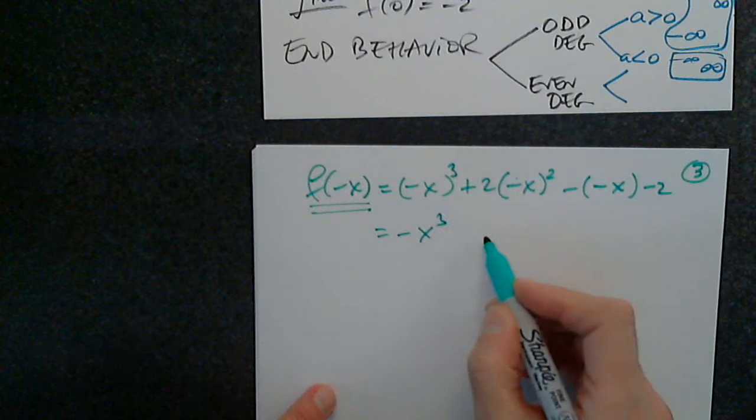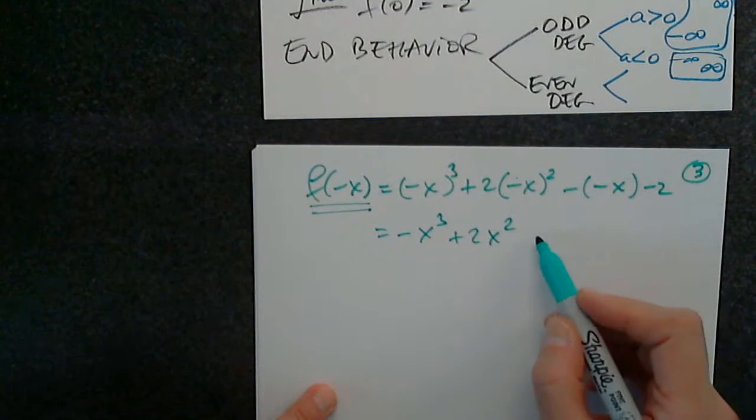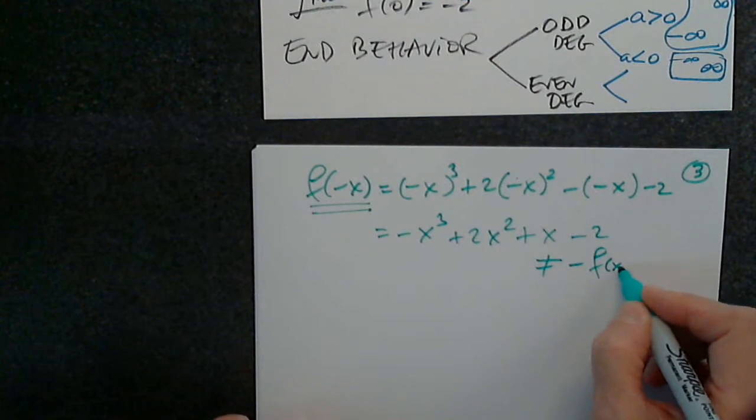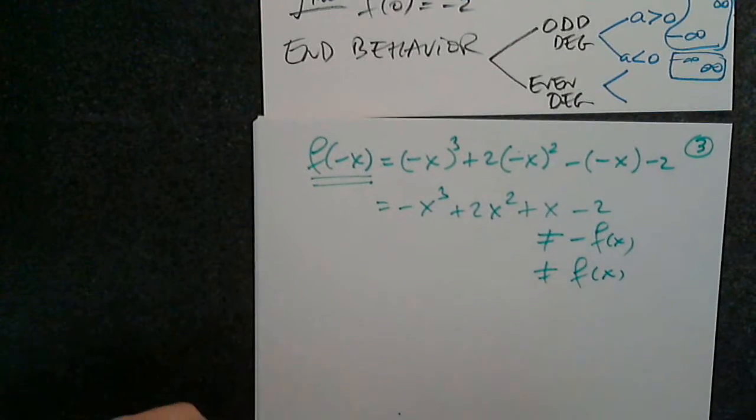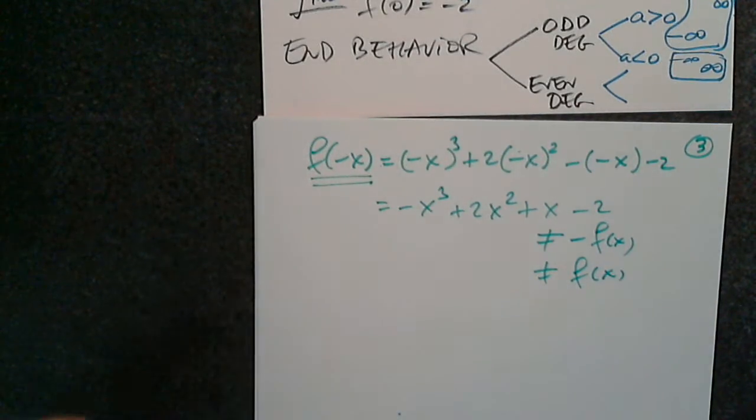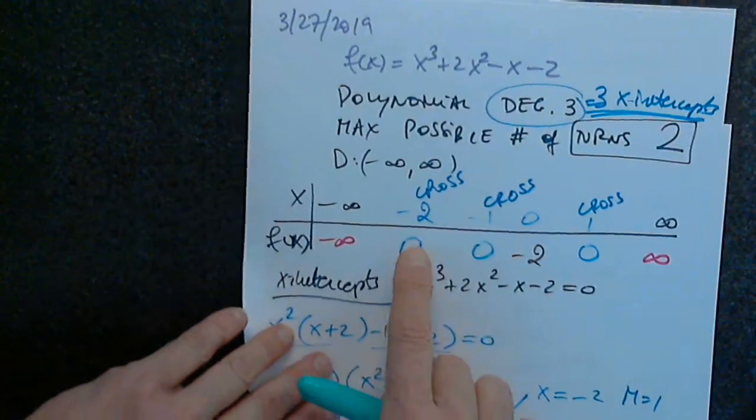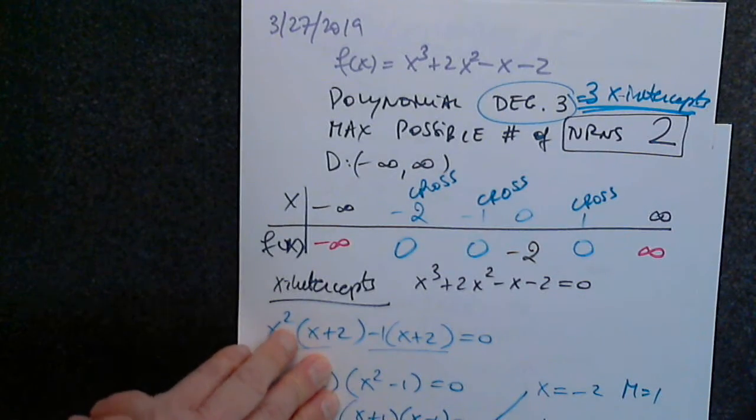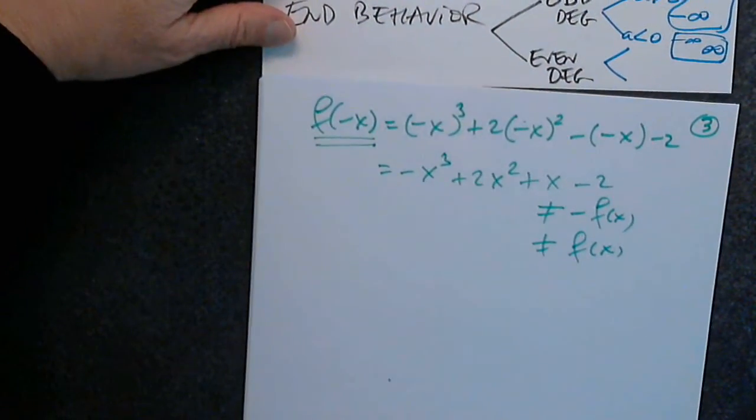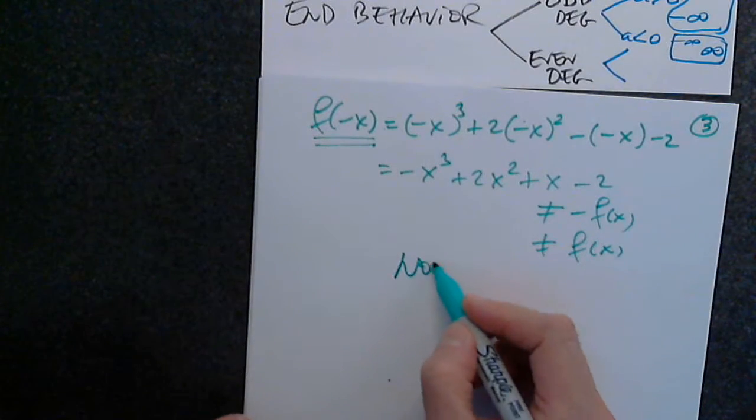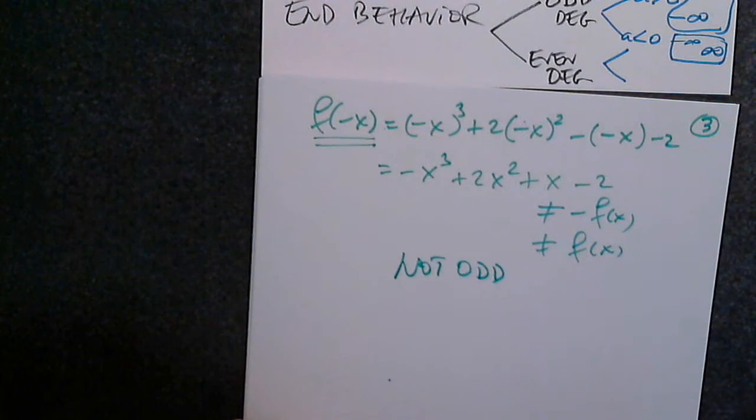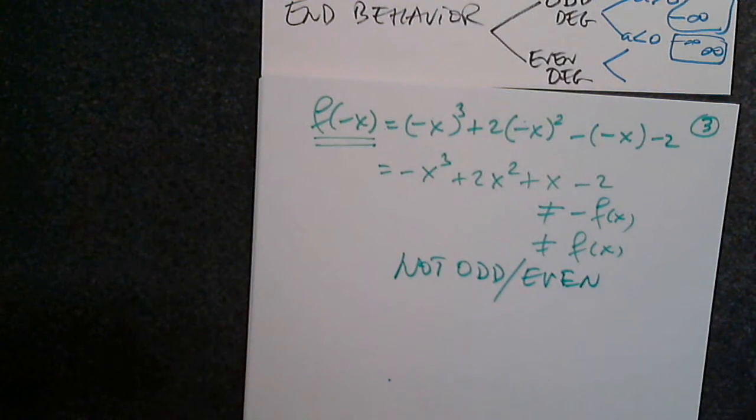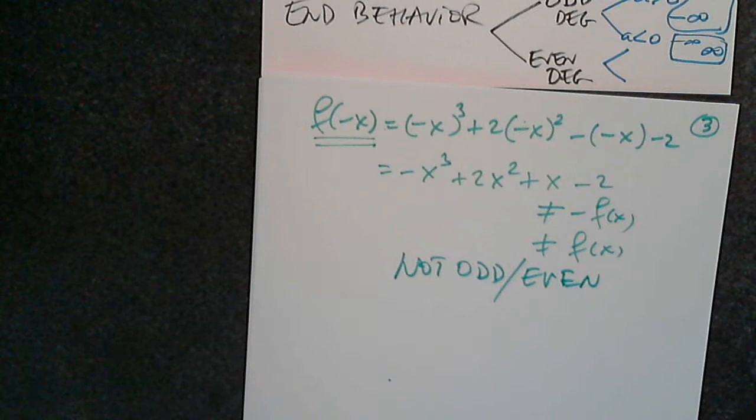So this will be negative x cubed, this will be positive 2x squared, this will be positive x, and negative 2. Well, this will never equal negative f of x, and it will never equal f of x. How do I know that too? Because a function that crosses at negative 2, negative 1, and 1 cannot be symmetric. It's not possible. So I will say it's not symmetric, not odd, and not even. It's not symmetric with respect to the y-axis, and it's not symmetric with respect to the origin.